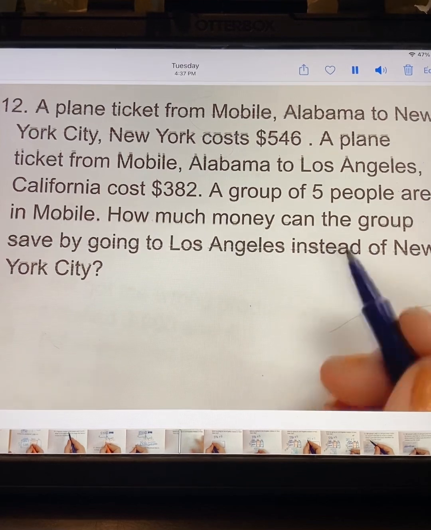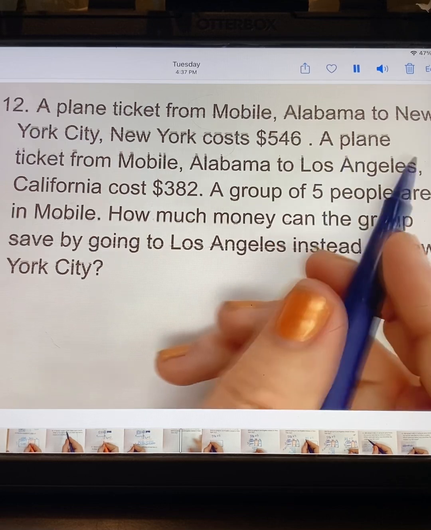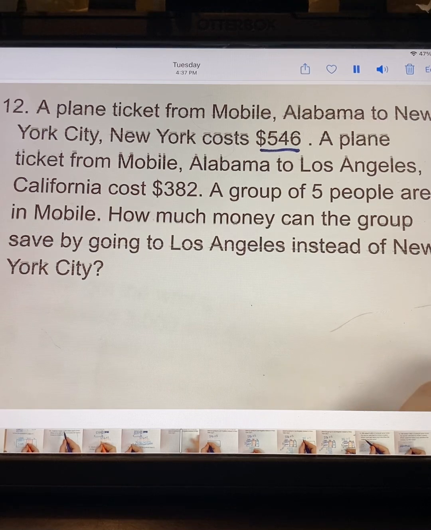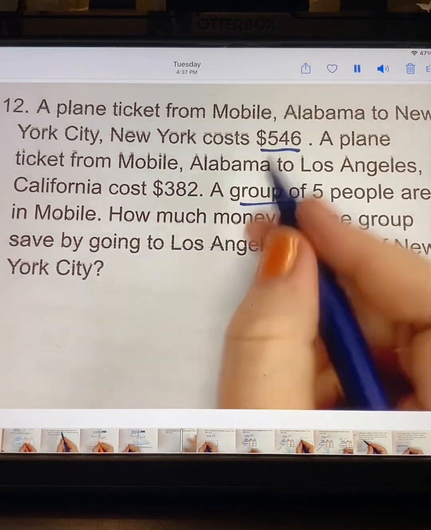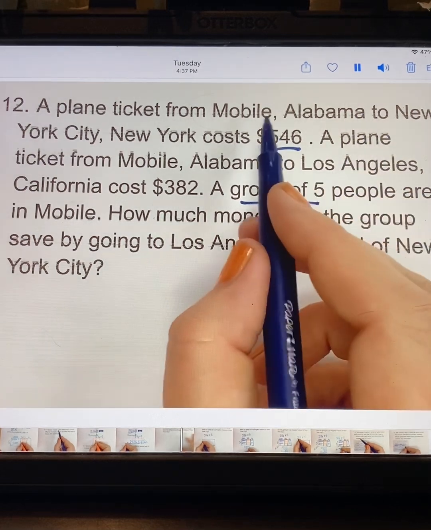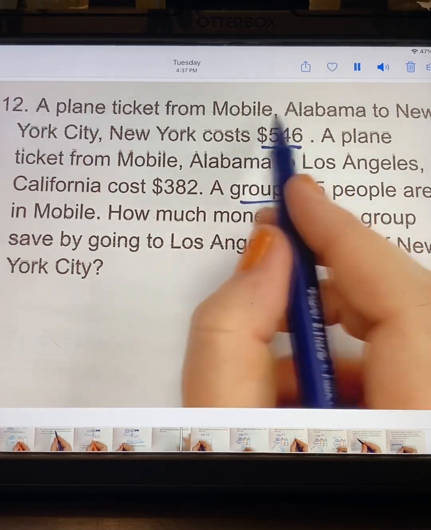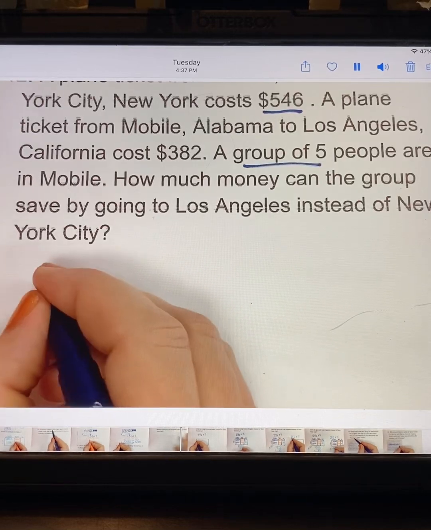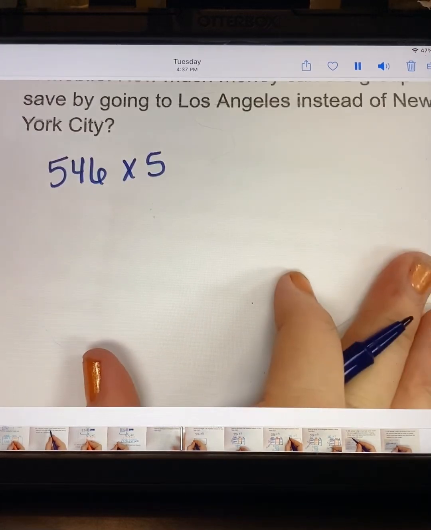All right, so let's just take this in pieces. It's telling me that a plane ticket from Mobile to New York costs $546. Now, how many people did it say were going to be going? A group of 5 people. So I want to know how much it would cost that group of 5 people to go from Mobile to New York. So let's see. I could multiply what one plane ticket costs by 5 because there's 5 people. So I'm going to do 546 times 5. And I'm going to use an area model on this.